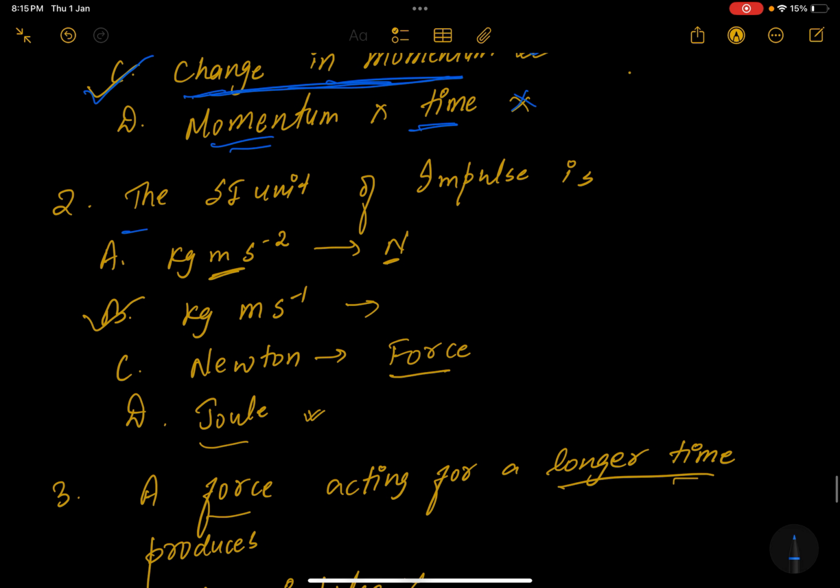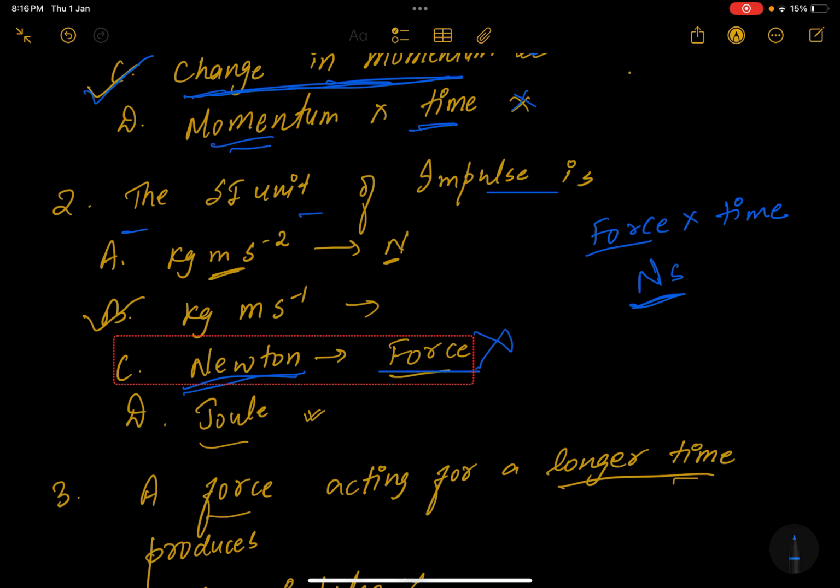Now the SI unit of impulse. What is impulse? Force into time. What is the unit of force? Newton. Unit of time, second. From here we can find that the unit of impulse is Newton second. But when we see here, there is one option that is Newton, but only Newton is the unit of force, so this is eliminated. Other than this, we can't see Newton second directly.